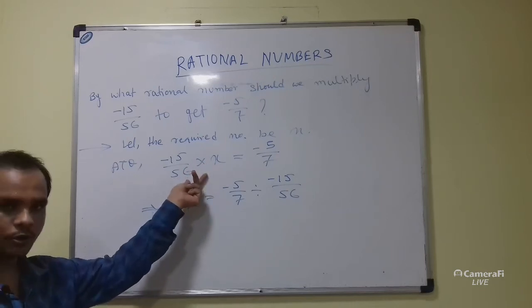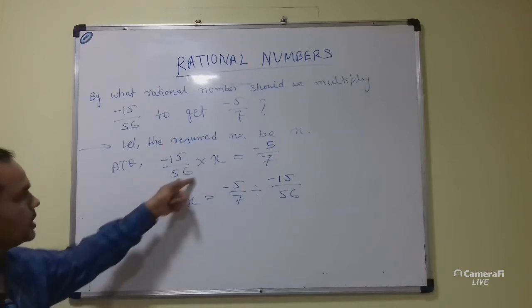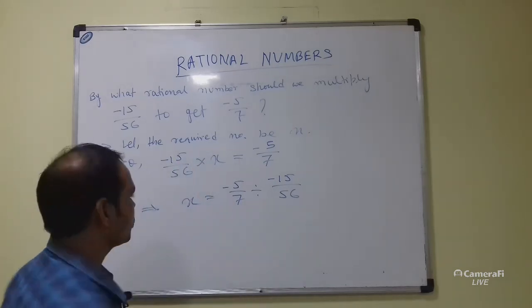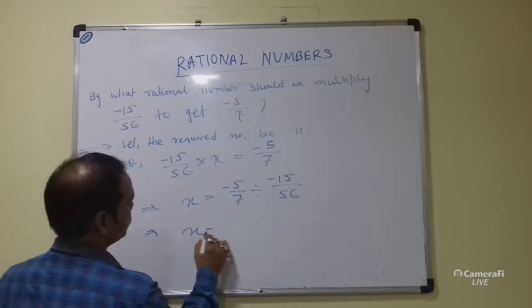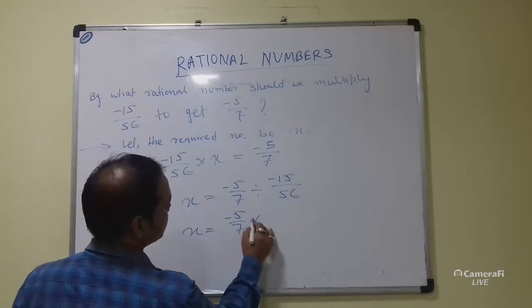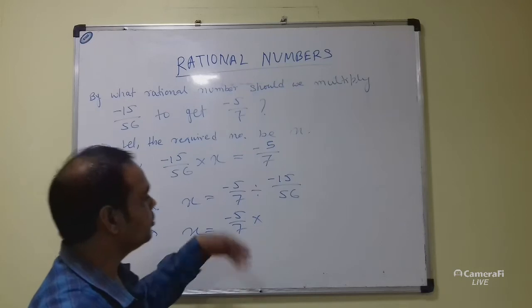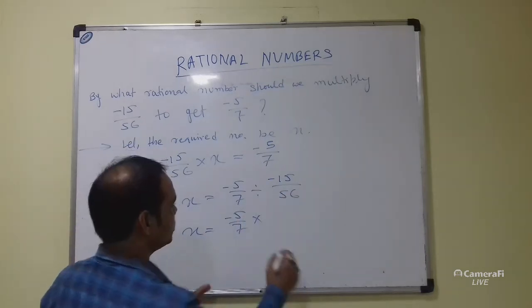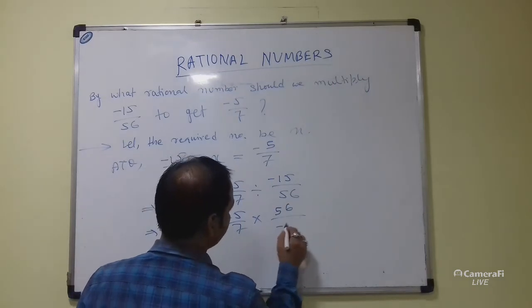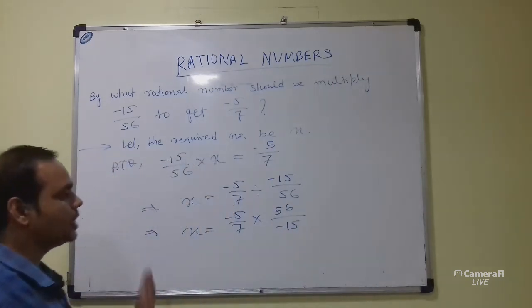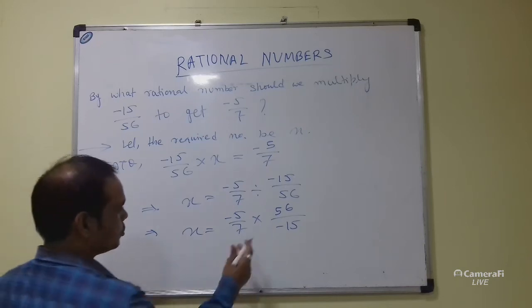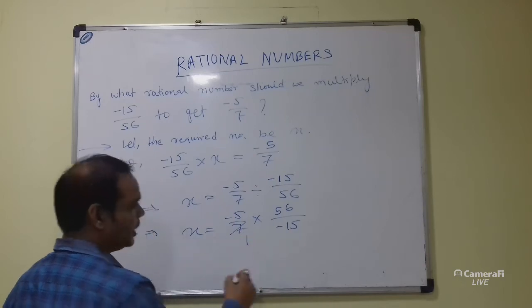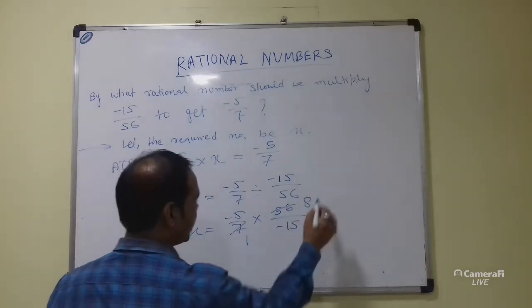These two are in product with x. So when we transfer this portion to the right hand side, it should be divided. So now we have to convert this division sign into a multiplication sign. When we convert this division sign into a multiplication sign, this number must be reciprocal. So it will be 56 by minus 15. Now we have to divide by common divisors. So we can divide 56 and 7 by 7. So 7 divided by 7 is 1 and 56 divided by 7 is 8.